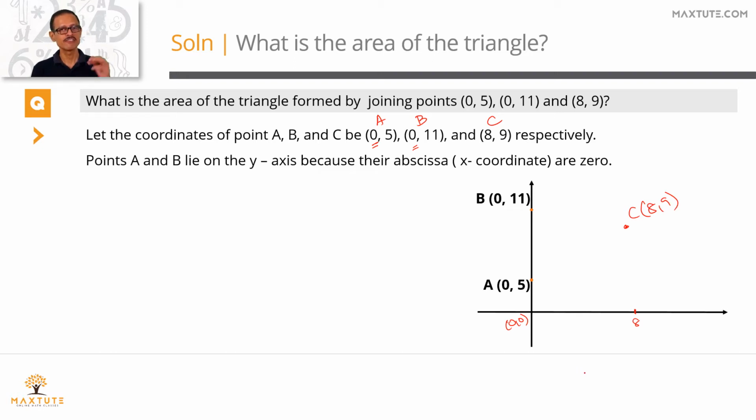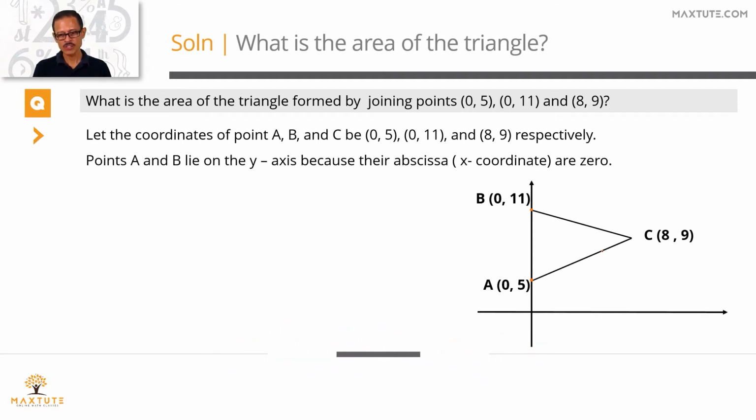So identified where A and B lie. They lie on the y-axis. We've identified where C lies. So got the triangle that we are talking about. Now all that is left is to find out the area of this triangle. Area of the triangle, the formula that we typically use is half into base into altitude or the height. I'm going to take AB to be the base. AB is my base. What is the height or altitude?